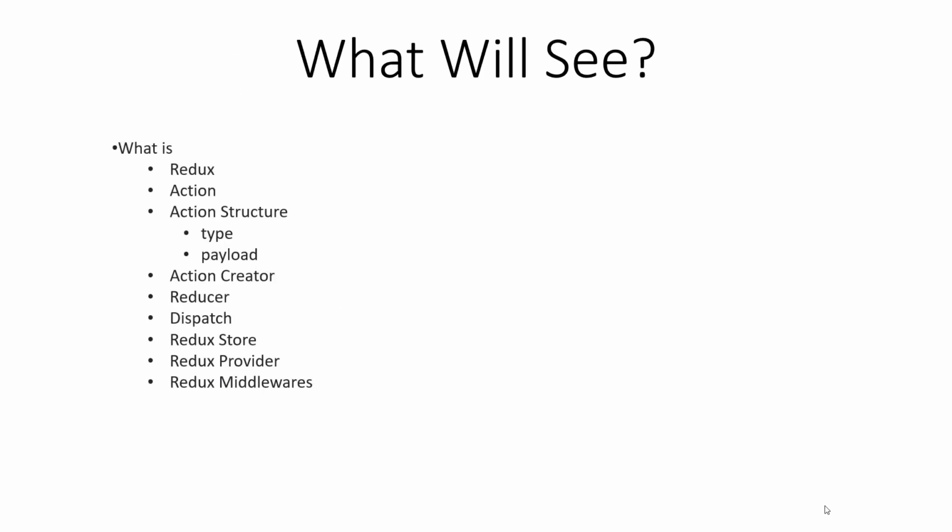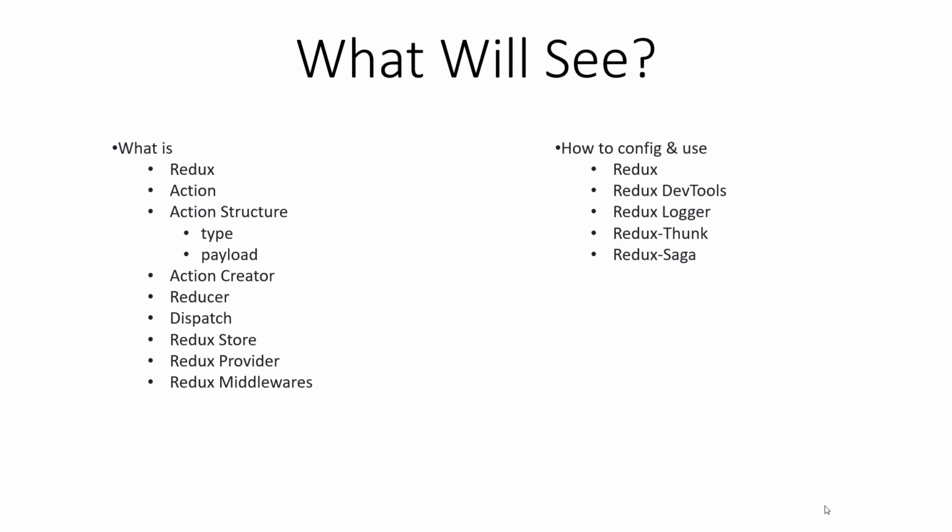Let's see what we are going to see in this tutorial. We are going to see what Redux is, what an action is, what an action structure is, which can be a type or a payload, what an action creator is, what a reducer is, what dispatch is, and we see what the Redux Store and Redux Provider are, and also Redux Middleware. We can also see how to configure and use Redux in our React projects, and add Redux DevTools, Redux Logger, Redux Thunk, and Redux Saga to it. Let's see a real world example and then we can speak about Redux.